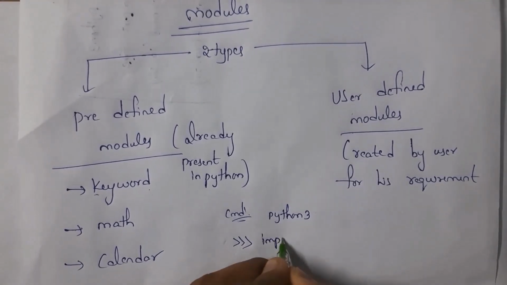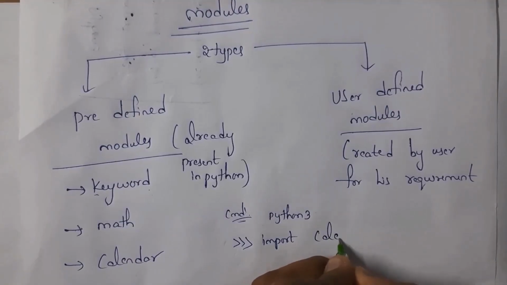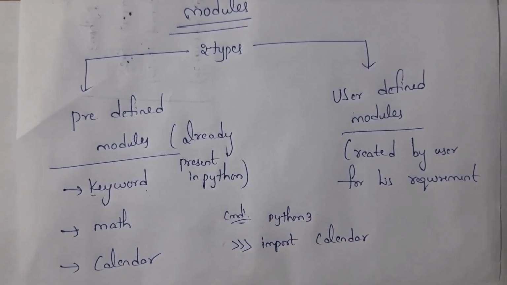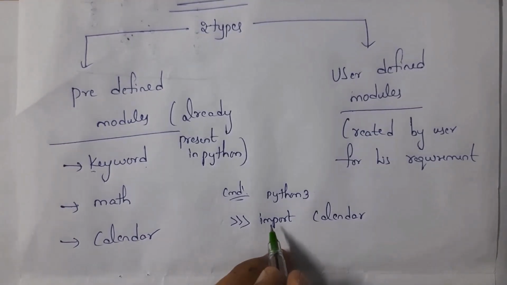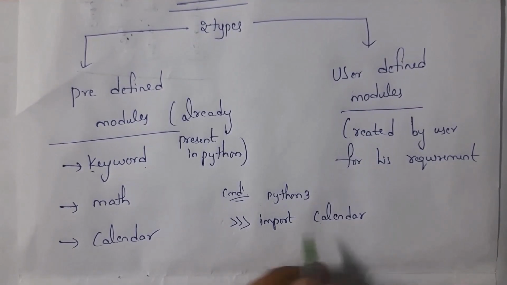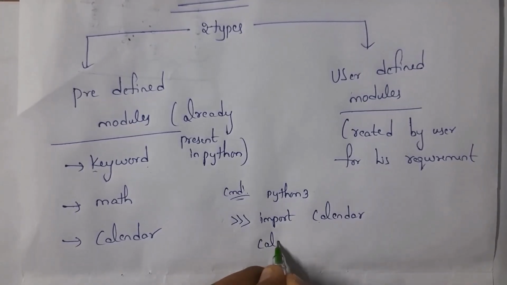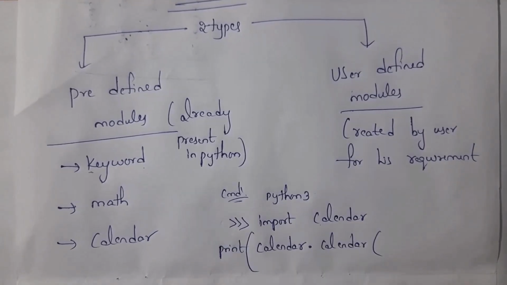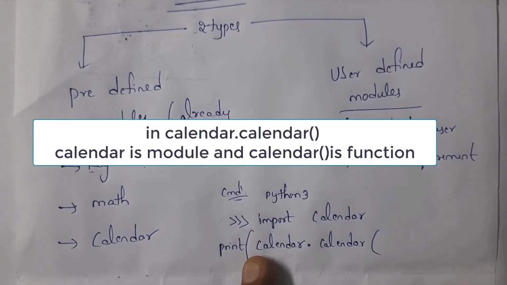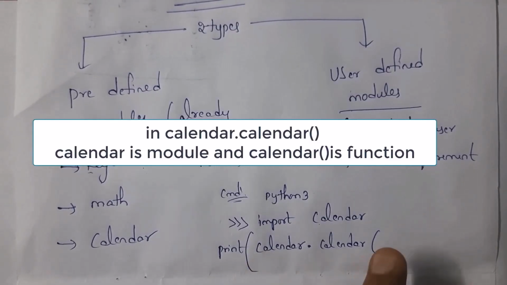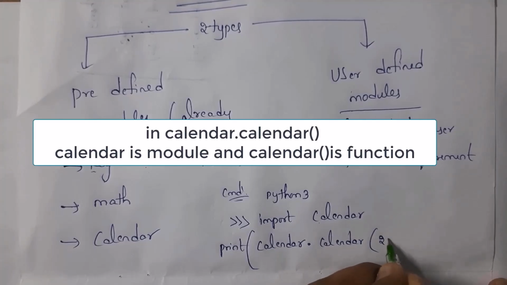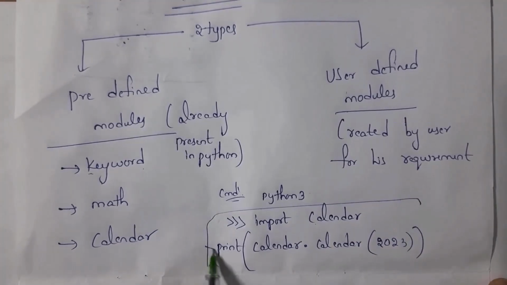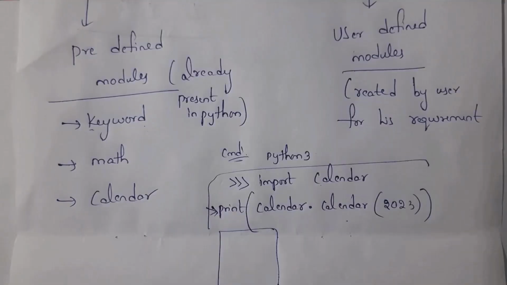So just write here import calendar. This is the calendar module. Now write the module name, that is calendar, dot, calendar. I want to print the 2023 calendar. In order to print output, write print. Inside print I write calendar.calendar, where the first calendar is the module, dot calendar. For example, I want to print the 2023 calendar. Just write 2023, and when you click enter, you will get output. It will print from January to December. The complete calendar it will print. This is the use of the calendar module.